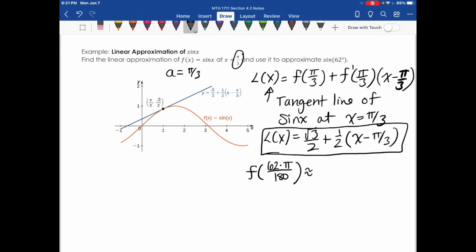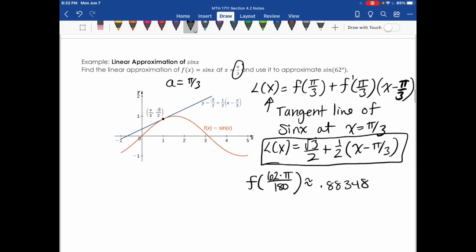And when we do that, we're going to get approximately 0.88348 if we go out 5 decimal places. Now you can see the picture here. Here's pi over 3, and then the square root of 3 over 2. That's this point here. When we estimate 62 degrees, remember pi over 3 is 60 degrees, so we're going just a hair past that. So it's in that same vicinity, maybe somewhere right here, really close. So we can get a good approximation.